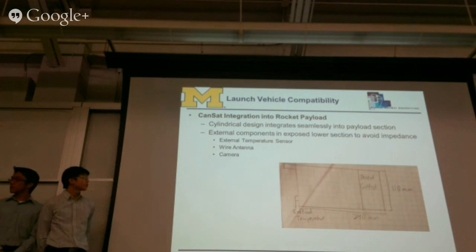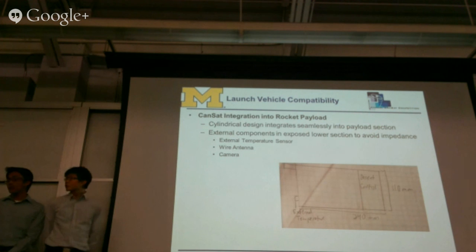So here's a rough sketch, launch vehicle compatibility. Pretty straightforward. We're designing it to have plenty of tolerance with the rocket payload section so it doesn't get stuck, so that it deploys easily without any problems. It's a cylindrical design, so for the most part, it's going to be a smooth deployment. The external components are all going to be placed in the exposed lower section, so they don't stick out horizontally. Some of those are the external temperature sensor, the wire antenna, and the cable.